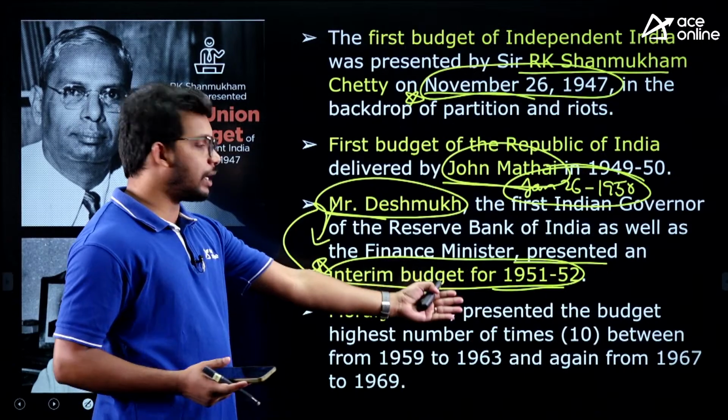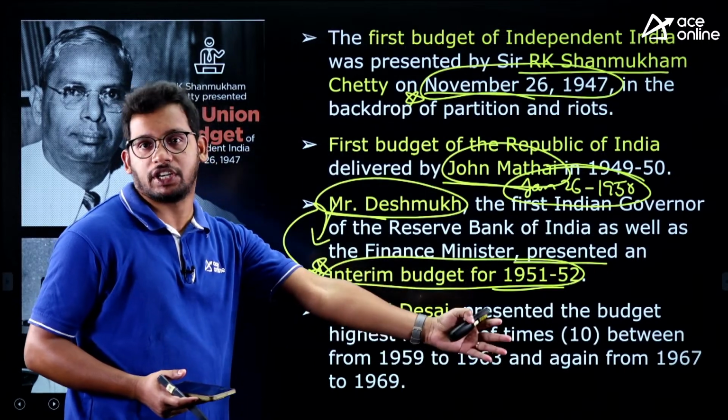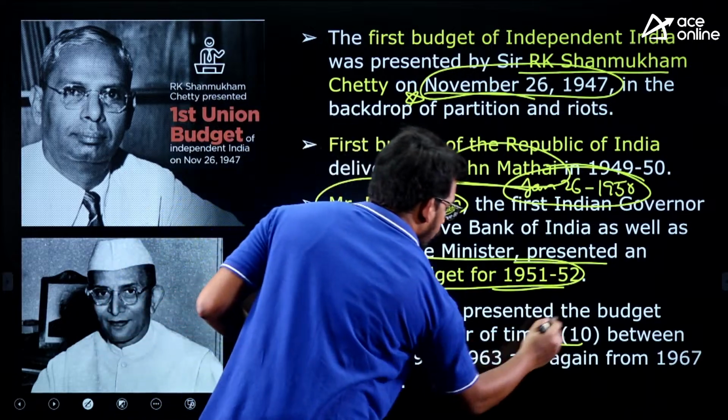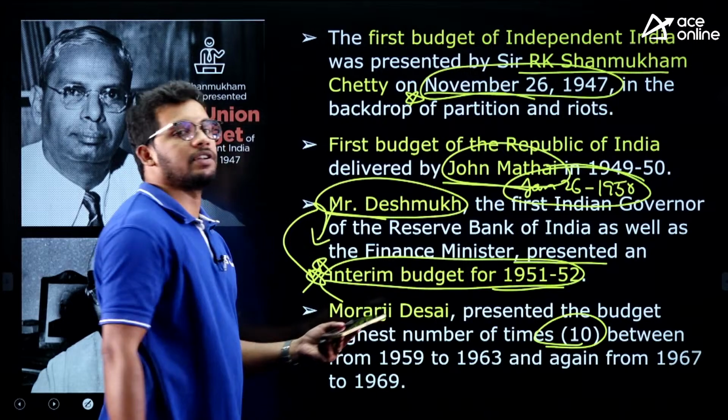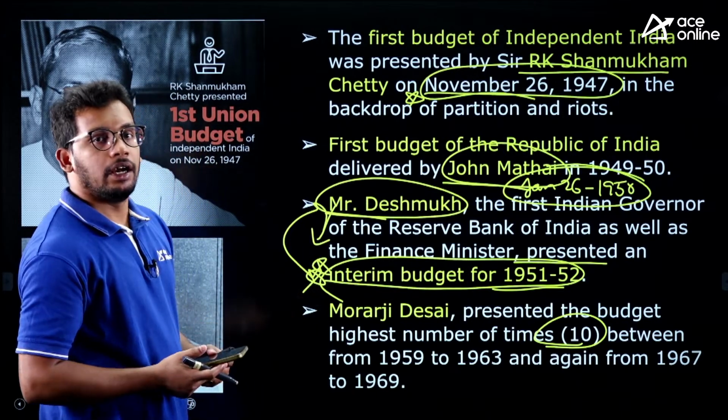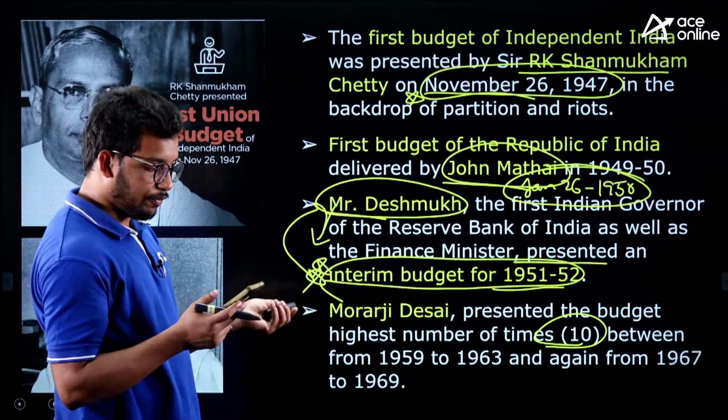So Morarji Desai presented the highest number of budgets in India. He put it forward 10 times. This will also be asked in the exam. Morarji Desai was the one who put forward the budget. 10 times is the highest by any finance minister.